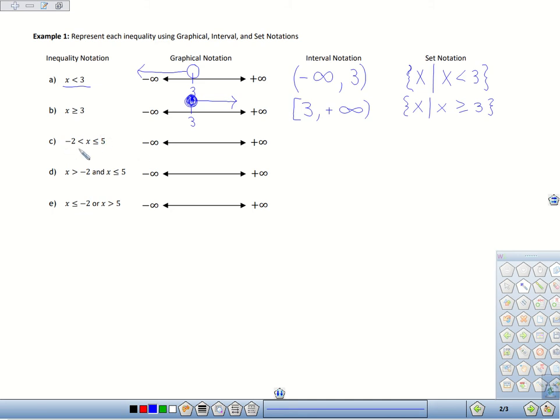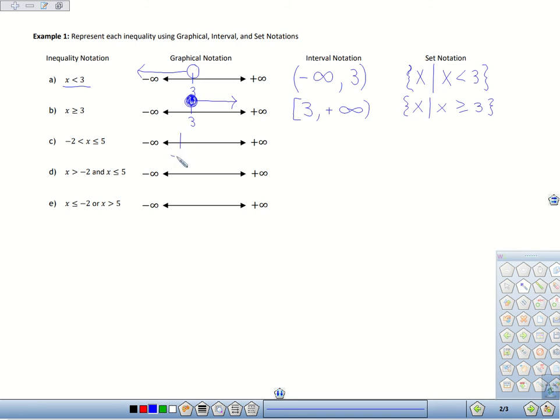So now we're going to move on to C. And what do you notice is different about C? Good. Anybody know what we call this kind of inequality? Starts with a C. Compound inequality. This is a compound inequality because there's two inequalities and x is bound by -2 and 5.